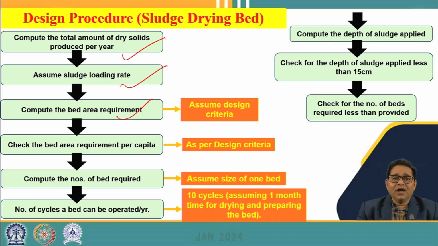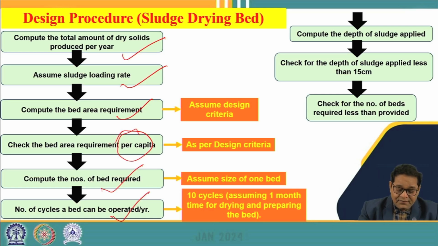we are able to compute the bed requirement, the surface area requirement of the sludge drying bed. And then this requirement has to be checked on a per capita basis, so that it does not exceed the prescribed range. And then, having the total surface area, we can assume the size of the bed, calculate the area for one bed, and then find out how many beds of a particular size are required as per the total surface area requirement. So this is the next step.